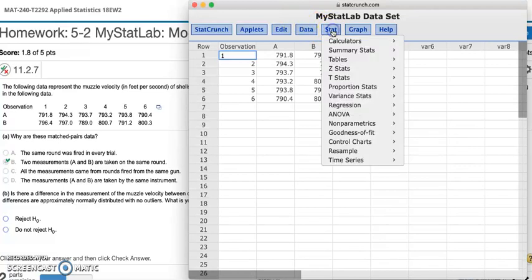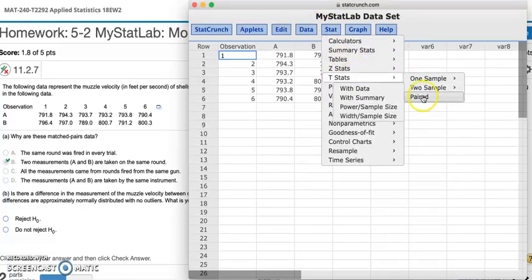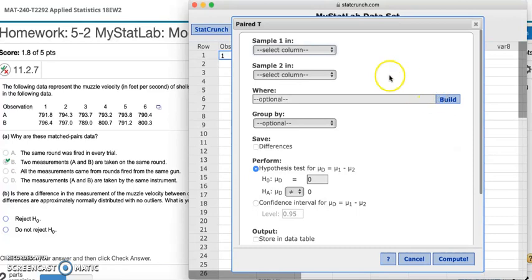So we're going to go to stat. Remember, we're going to go to t-stats, and you see there's 1 sample, 2 sample, or paired. 2 sample is for independent data. This is matched pairs, so we're going to go to paired. Not only that, it's implied from the fact that it's paired data that you know it's a 2 sample test. You can't have paired data with 1 sample test, just in case you forget where to find this when you're looking around StatCrunch. So we have sample 1 is column A and sample 2 is column B.